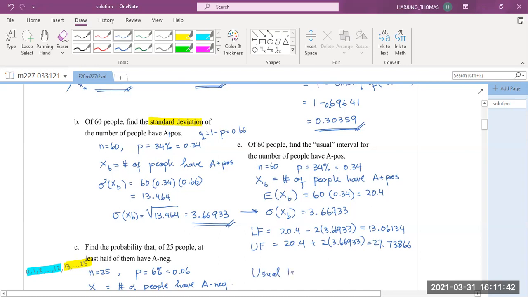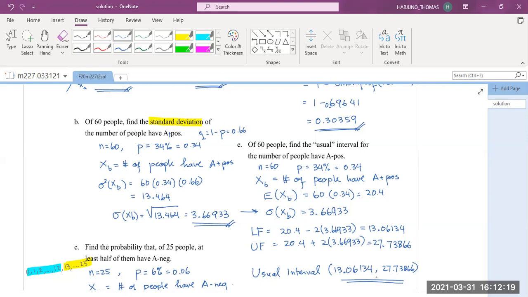The usual interval will be, so if you have 60 people, the number of people having A positive will usually be between 13.06 to 27.73. Okay, that's the usual interval. So you can expect this many people with A positive. Less than that or more than that will be quite unusual.